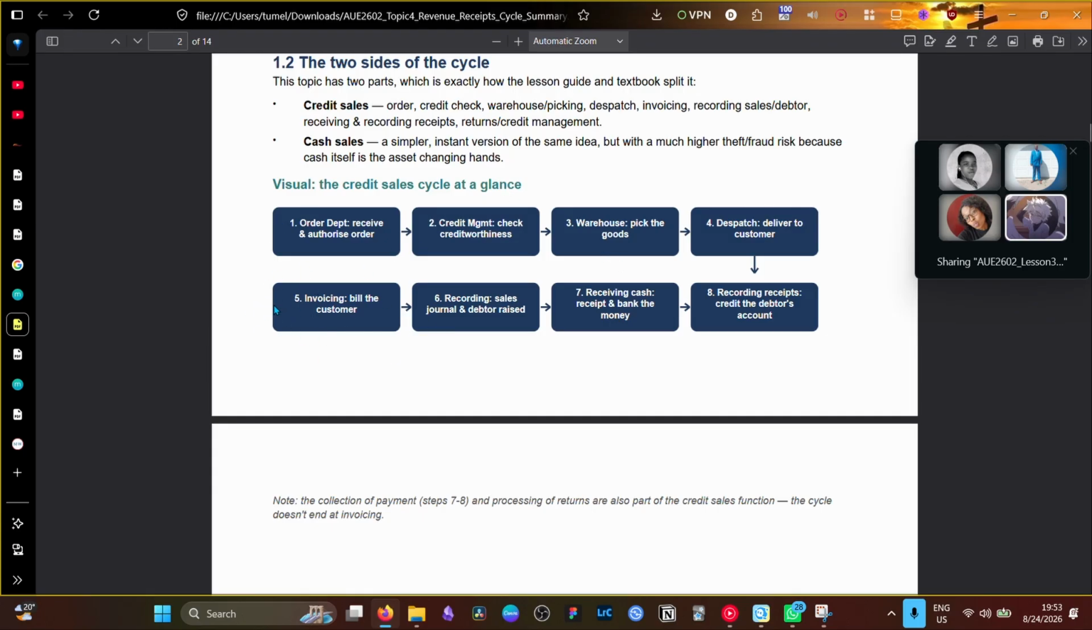So once you invoice and bill the customer, you record this in the sales journal and debtors and debtor raise. So now this person owes us, right? And now when this person owes us, we receive the money that they owe us. Now what do we do? Receipts and bank the money. Then after that, record receipts, credit the debtor's account. So these people have paid it. Now we credit it.